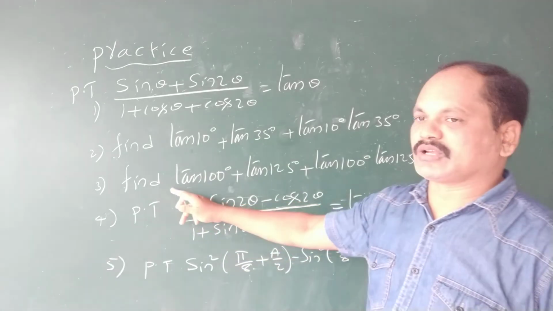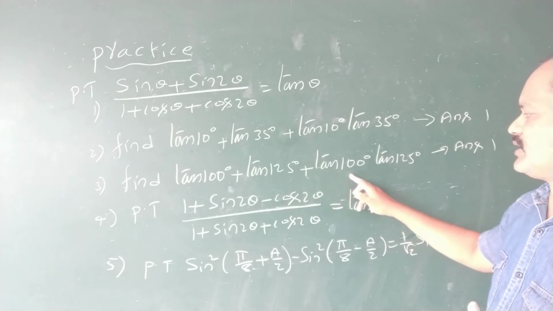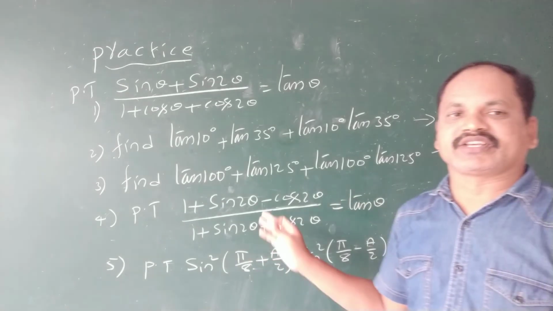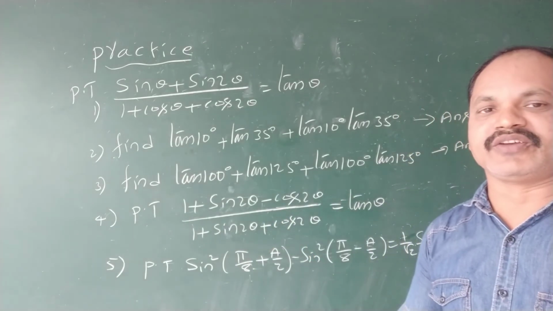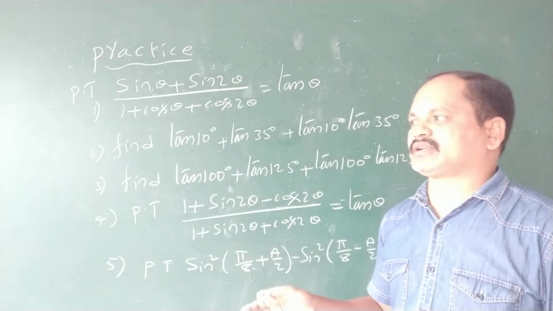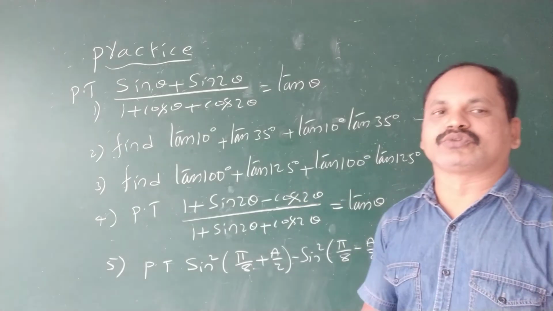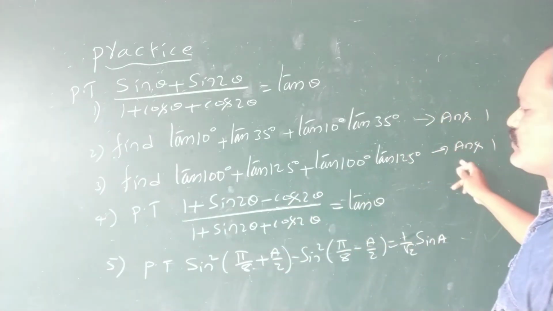Same. Third question: tan 100 plus tan 125 plus tan 100 into tan 125. That's the same. 100 plus 125 is equal to 225. Take tan on both sides. Tan of 100 plus 125 is equal to tan 225. Tan 225 is 1. That's why the answer is 1 we get.